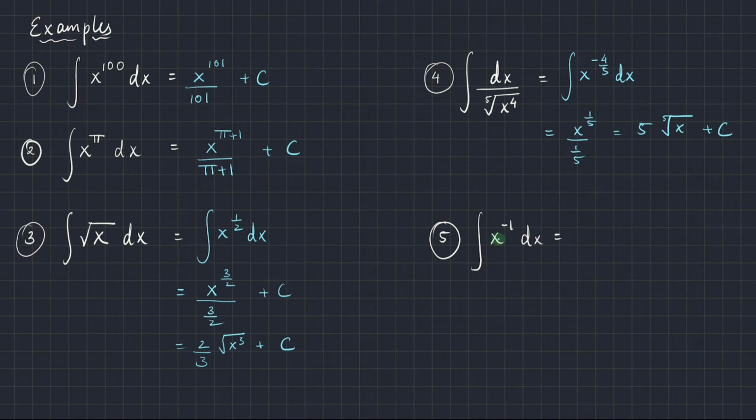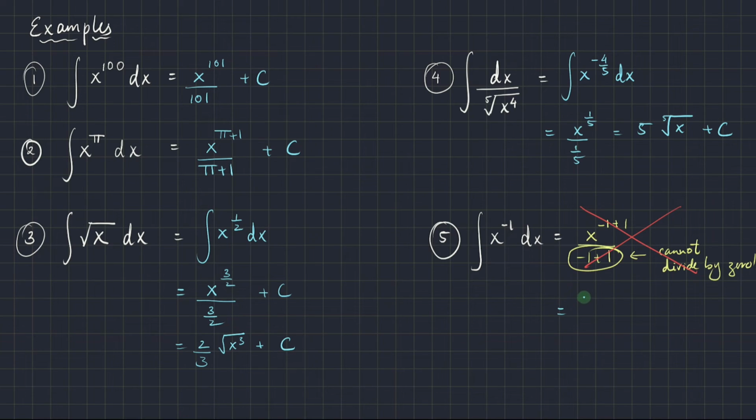As for our final example, we must not be misled into using the power rule for this one, because this would lead us to dividing by 0. For example, if I blindly use the power rule here, I'm going to get x to the power of negative 1 plus 1 all over negative 1 plus 1, but this is going to involve dividing by 0. And remember, we cannot divide by 0. Therefore, we do not apply the power rule in this case.